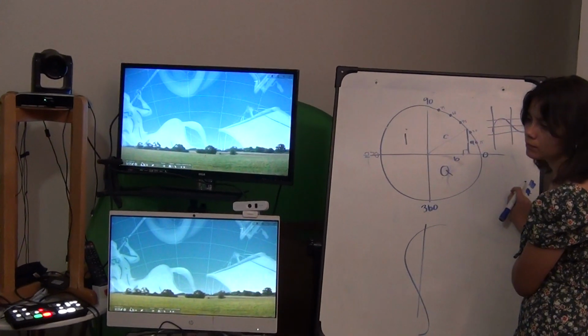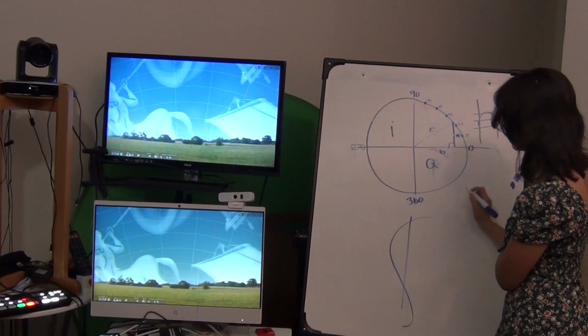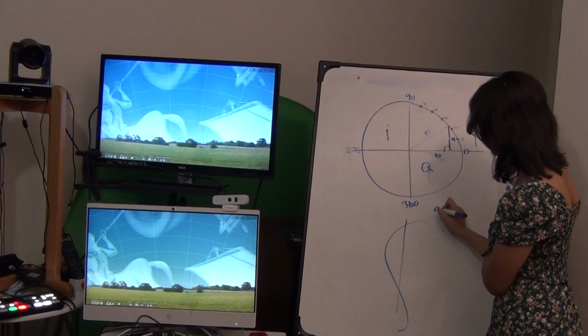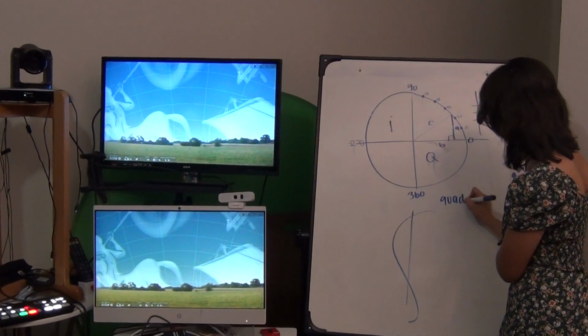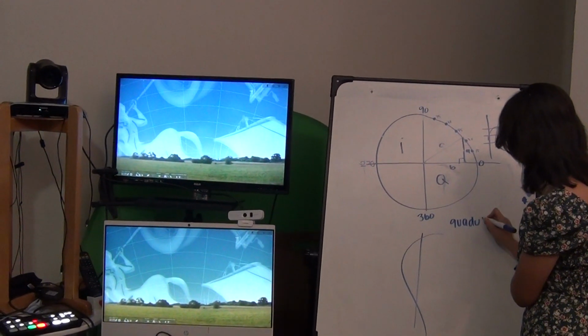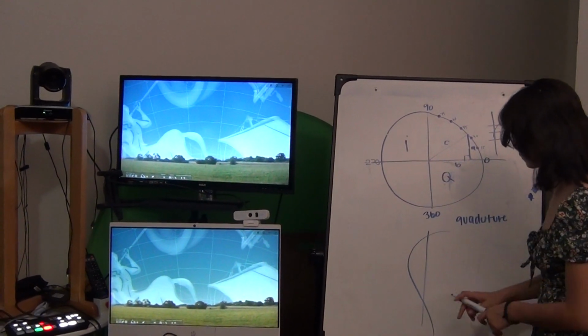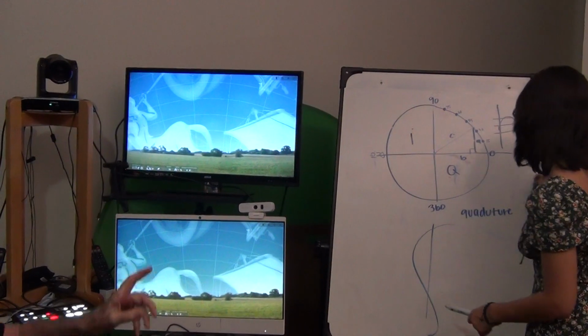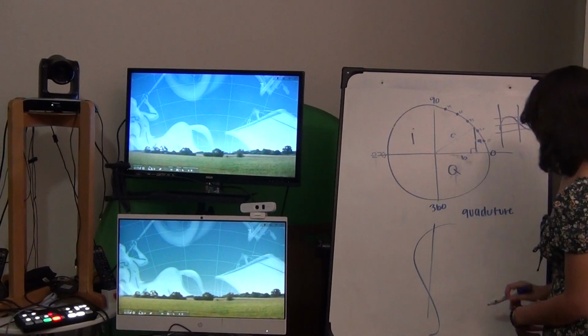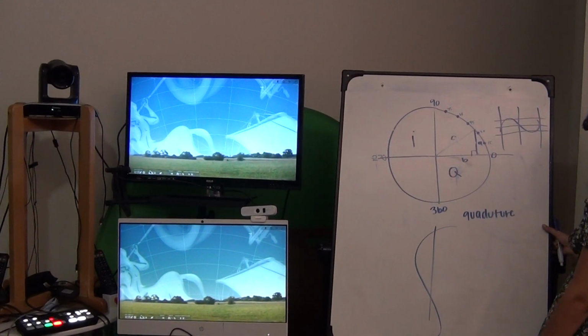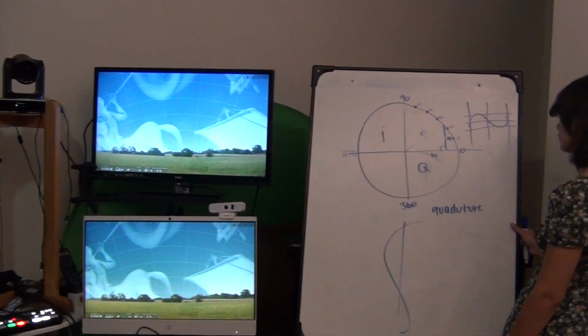And write this out. If you spell quadrature, Q-U-A-D, quad, U-T-U-R-E. I believe that's right. This is what they do. Quadrature means you're going to take that sine wave and turn it into more than one wave. So we're only going to talk about 2 waves.